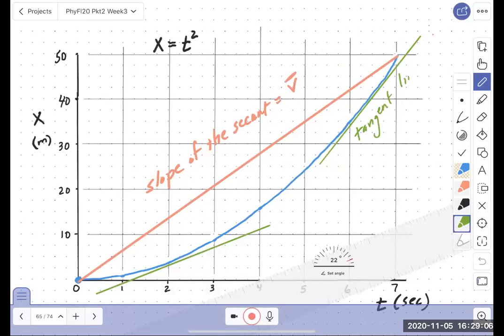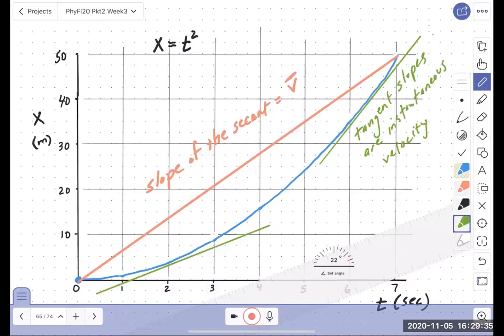And a tangent line, okay, so the tangent slopes, the slopes of these green lines, tangent slopes represent instantaneous velocity. Tangent slopes are instantaneous velocity.